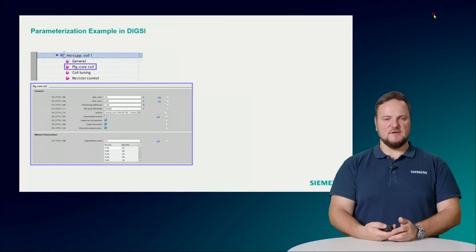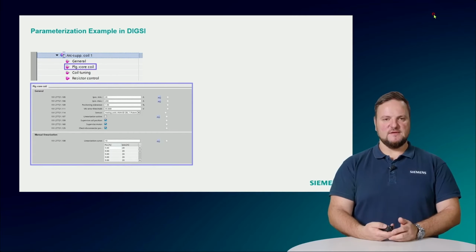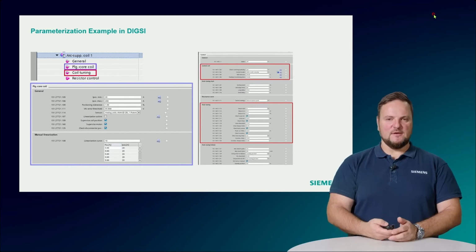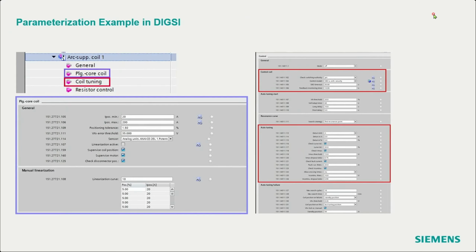So this means you can select the sensor, you can set the minimum and the maximum position, and you also have the possibility here at the bottom of this parameter sheet to set the manual linearization by filling out this table. On the right side, you will see the setting sheet for the coil function, for the coil tuning. We have the function for the tuning algorithm. We have the function for the behavior in case of an earth fault, and so on and so on.